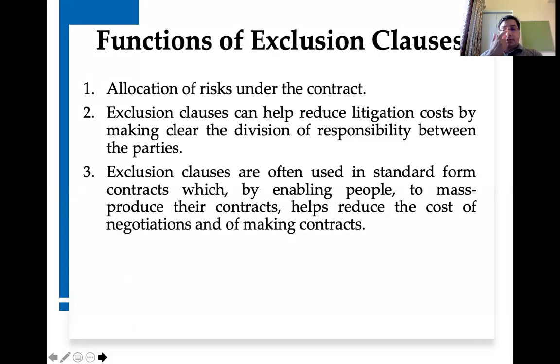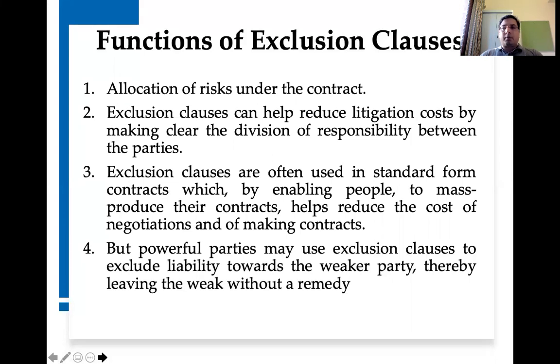These clauses are used as standard form, enabling people to mass produce such contracts, which helps reduce the cost of negotiating and making contracts. Because these are standard terms, you don't have to reinvent the wheel every time. They are just there and everyone knows about them. So in this way, you can simply incorporate an existing standard clause in your contract and exclude your liability. You don't have to customize a particular clause every time.